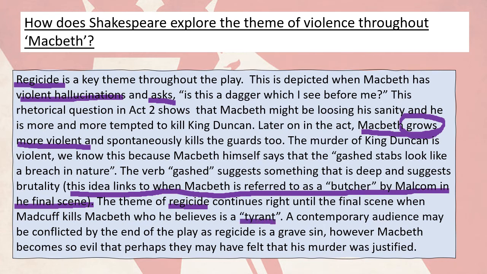Okay, lovely. Another quotation. A contemporary audience may be conflicted by the end of the play. So they're confused by the end of the play, as regicide is a grave sin. Okay, good. Still linking to the context there. However, Macbeth becomes so evil that perhaps they may have felt that his murder was justified. Okay, that's very good. So they're developing the audience's response and coming up with an alternative way in which an audience might react to the same scene.